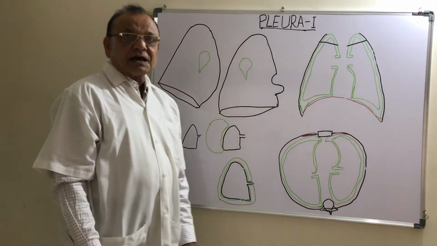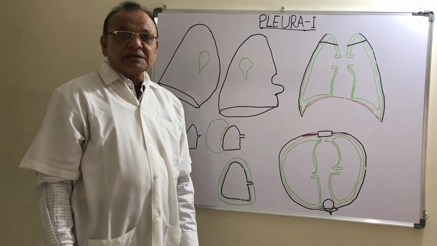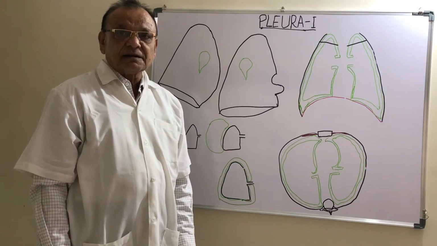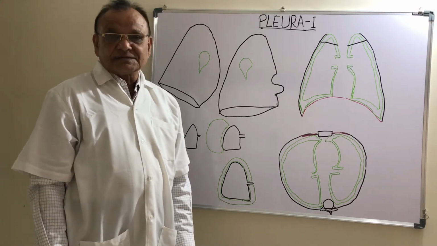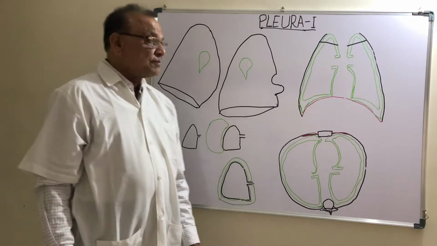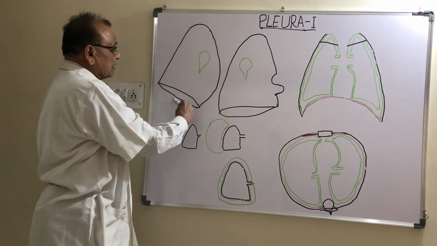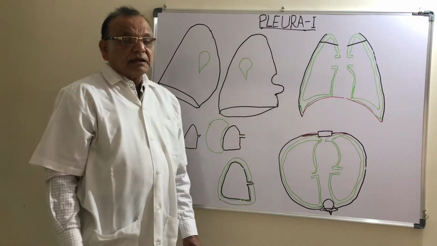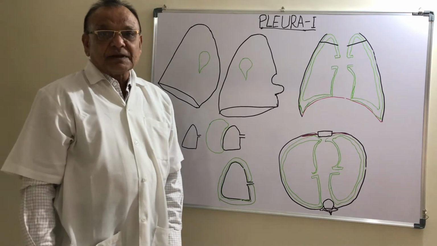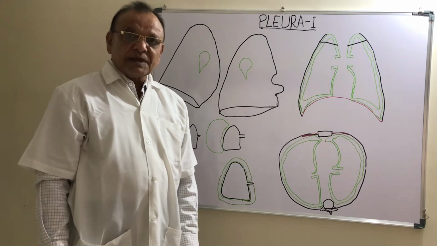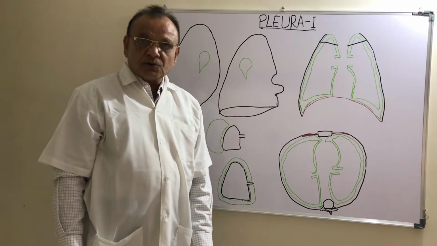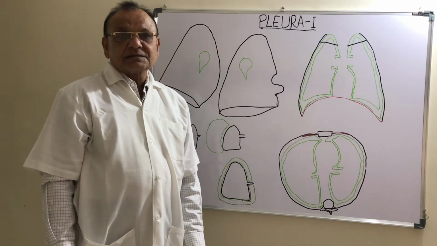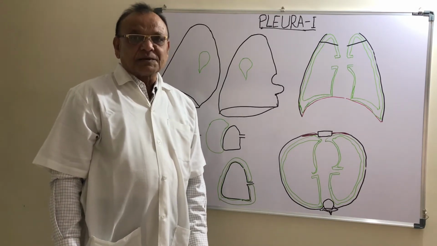You know that lungs are respiratory organs, and they are two in number, right lung and left lung. Each lung is conical in shape. See, this is the figure of the right lung, and this is the figure of the left lung. Each lung has one apex, one base, three borders and two surfaces.